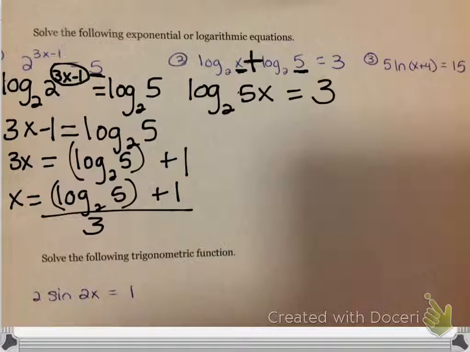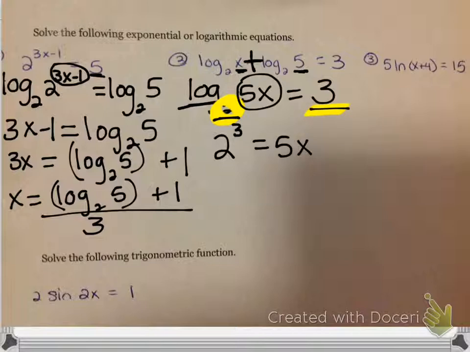Now once I've combined them to one log, I can change it to exponential form, which is 2 to the third power. So 2 to the third power equals 5x. It's always the base to this power equals this quantity. And now just solve. 2 cubed is 8 equals 5x. So x would be 8/5.